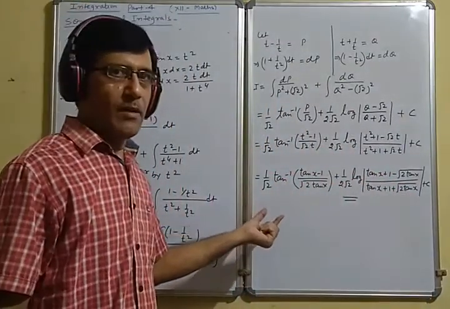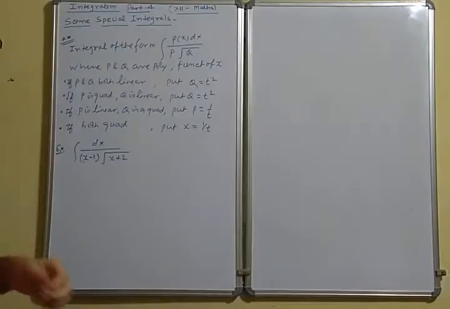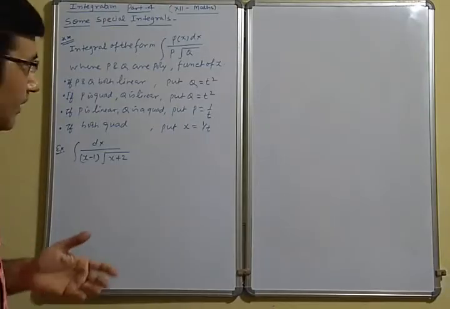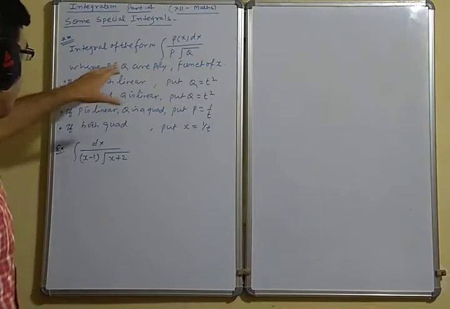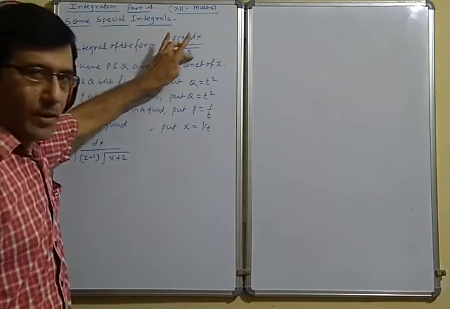Now we will proceed to the next type of problem. The next integral type is of the form dx upon p under root q.